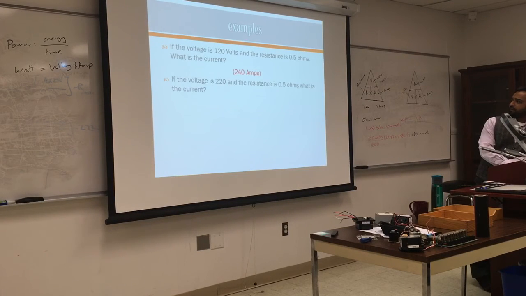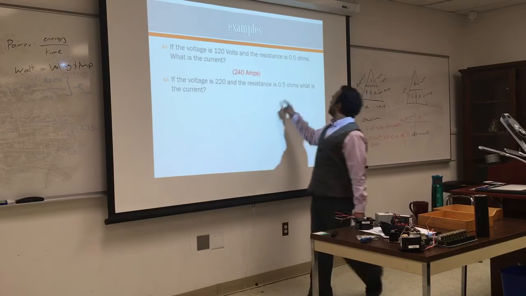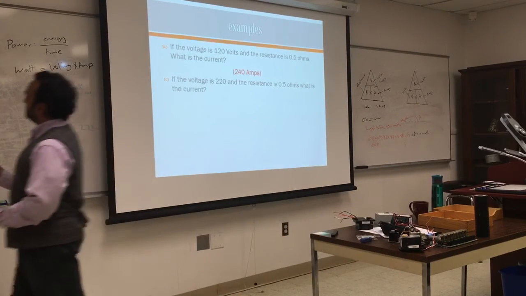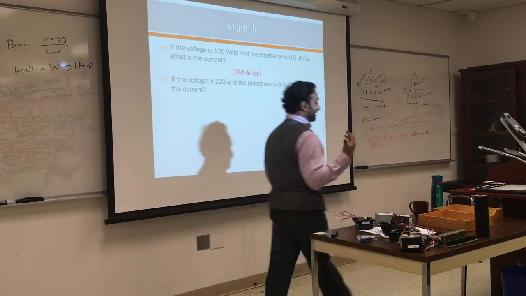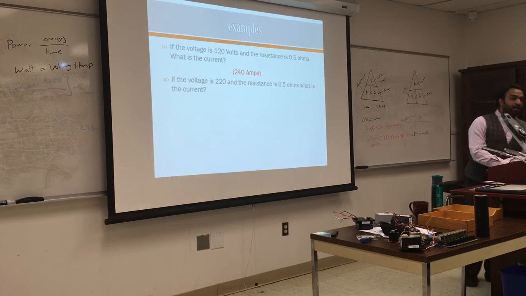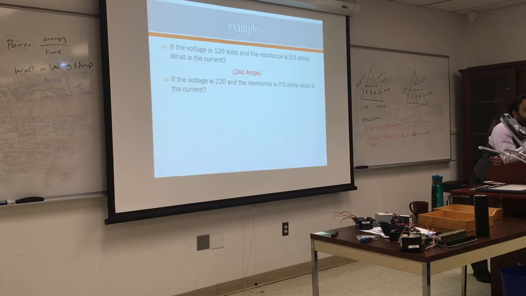If the voltage is 220 and the resistance is 0.5, what will be the current? Same thing. Current, voltage over R. 220 over 0.5. 440 amps. Nothing in the real world consumes that much. I don't think there is a cable that can take that much amperage.